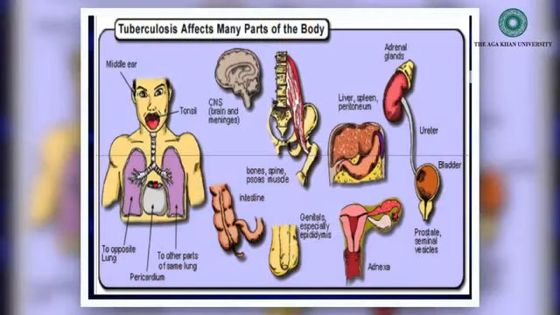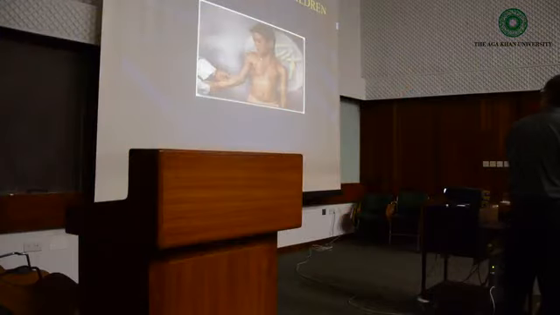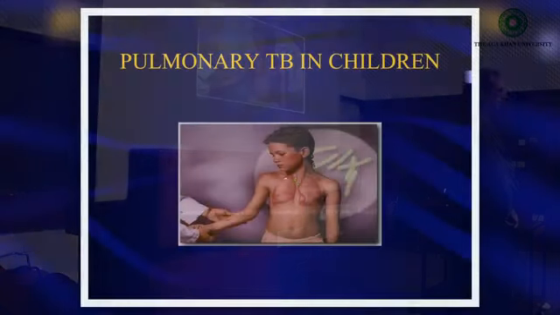And so TB can affect a large number of organs, but lungs are the most common affected. So lung is most commonly the affected organ, but you can see from the image that a large number of organs can be affected. Almost everything is here. It could be genitourinary, it could be skeletal TB, it could be CNS TB by affecting the brain. So TB is everywhere, but most common site remains the lung. So pulmonary TB in children, you will get primary complex.